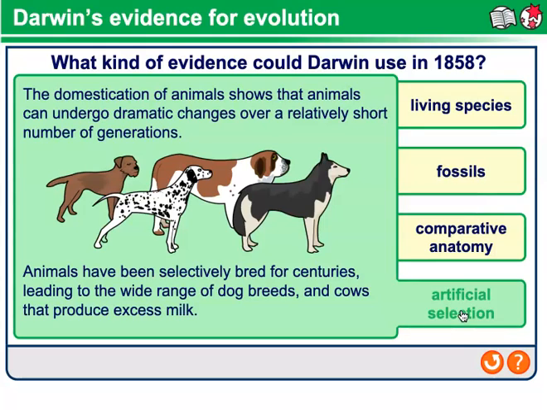Darwin also looked at this idea of artificial selection. Specifically, he looked at the domestication of animals. And the domestication of animals shows that animals can undergo dramatic changes over a relatively short number of generations. Animals have been selectively bred for centuries by humans, leading to a wide range of dog breeds, cows that produce milk, along with cat breeds, and various pigeon species. As humans select for specific characteristics, organisms exhibit those characteristics.